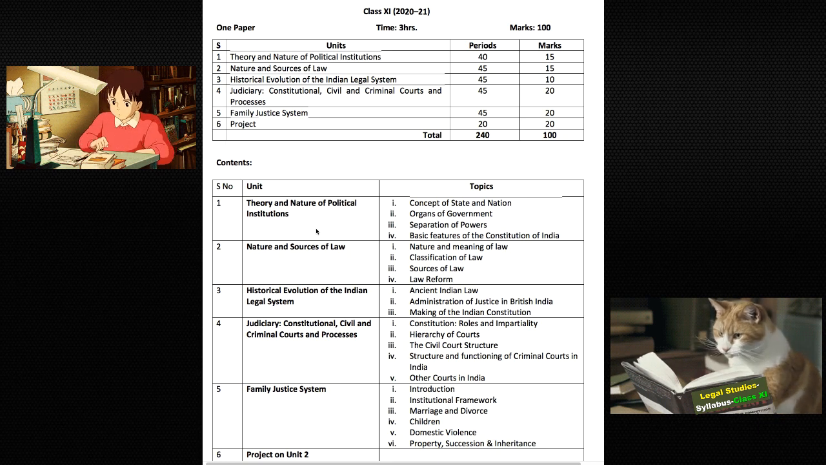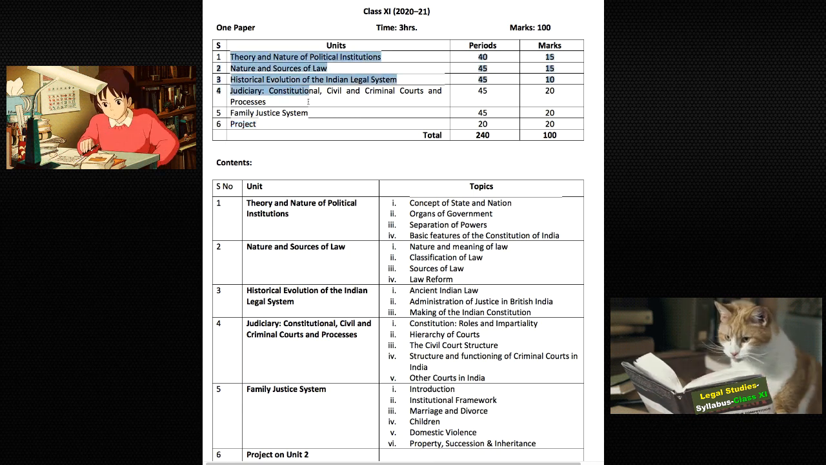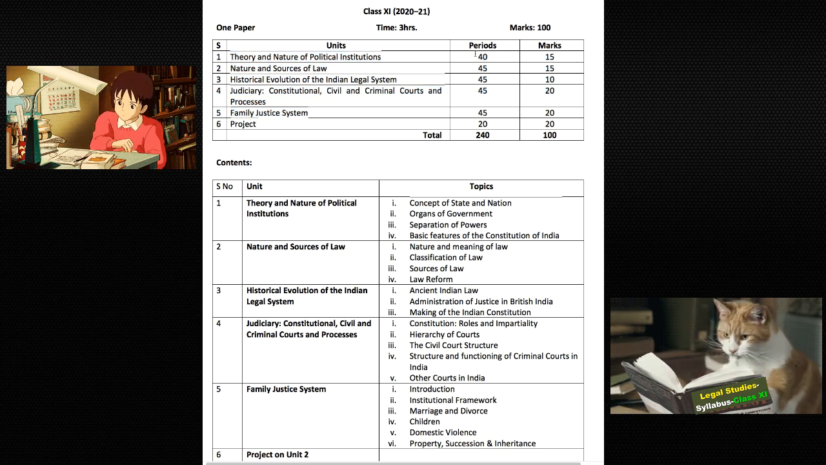Now come to this syllabus. We have, as we can see here, 5 units, and the 6th one is the project work that we will discuss later in a separate video. Now we need to focus on these 5 units. We have the number of classes for each unit assigned here, or in marks you can see here. So these are the things that you should know.